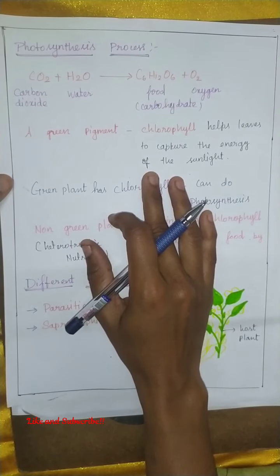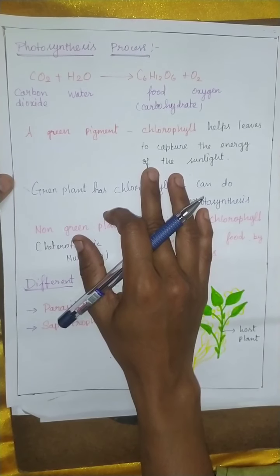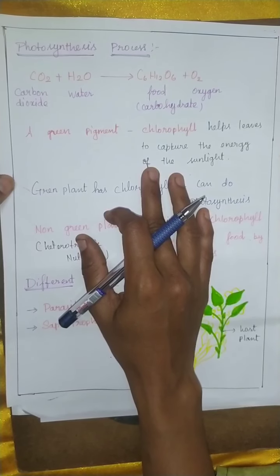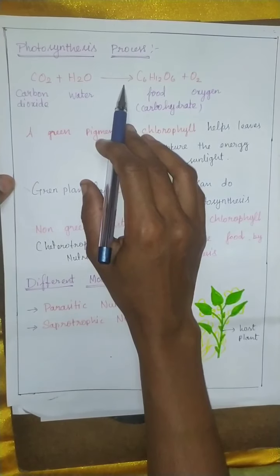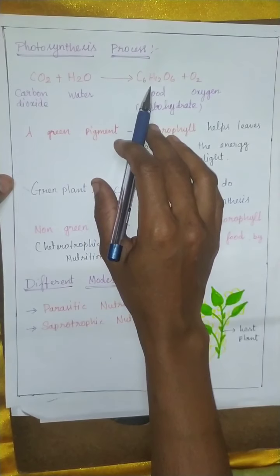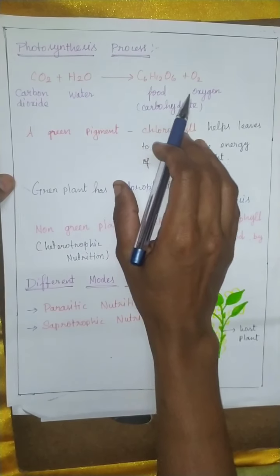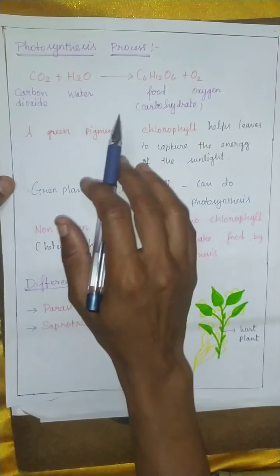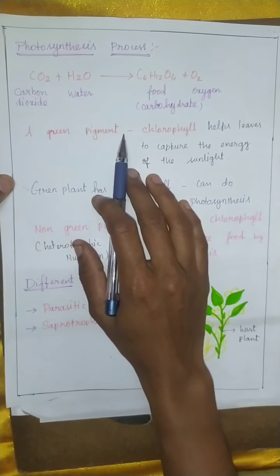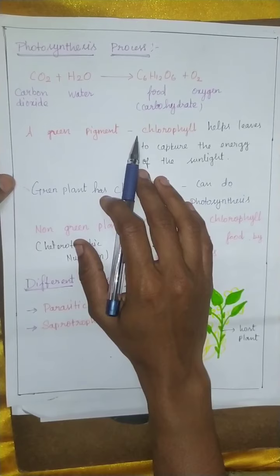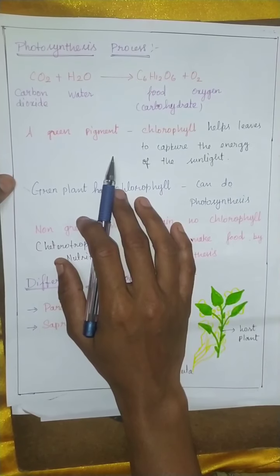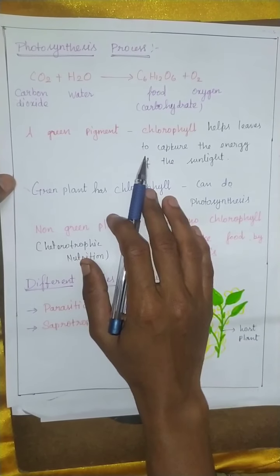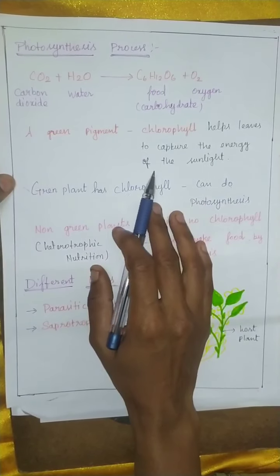In previous videos, we studied about nutrients, nutrition, types of nutrition and the photosynthesis process. During photosynthesis, carbon dioxide and water are used, chlorophyll traps energy from the sunlight and food is prepared in the form of carbohydrate, and oxygen is released. So with the help of chlorophyll, plants absorb energy of the sunlight to synthesize food during photosynthesis. Without chlorophyll, plants cannot synthesize food.